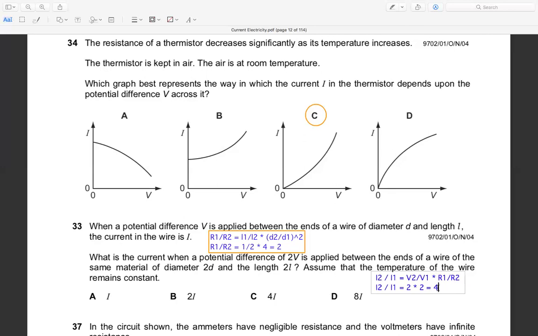Nah, kalian bisa lihat maka I2 itu adalah 4 kali I1. Jadi 4 I. Ya, that's it. Semoga kalian mengerti ini. This is about Ohm's law. This is about a wire with constant resistance. So the answer is C. That's it.